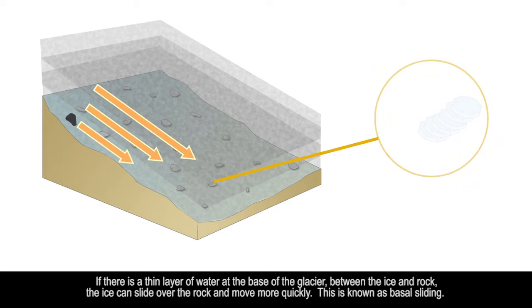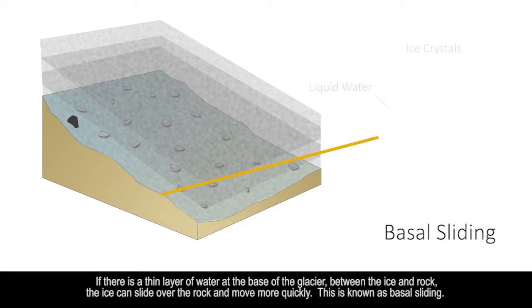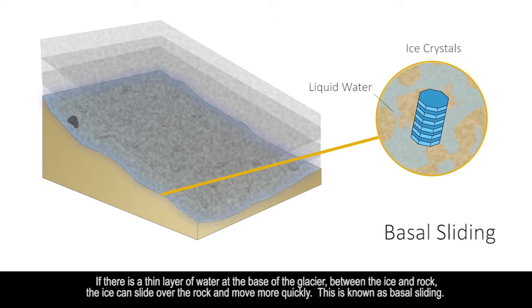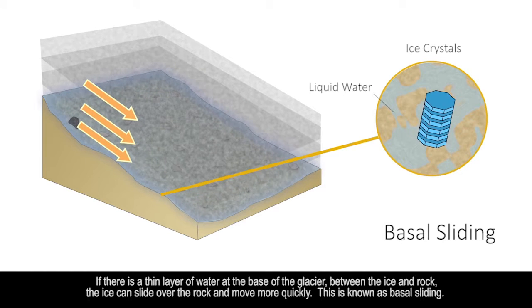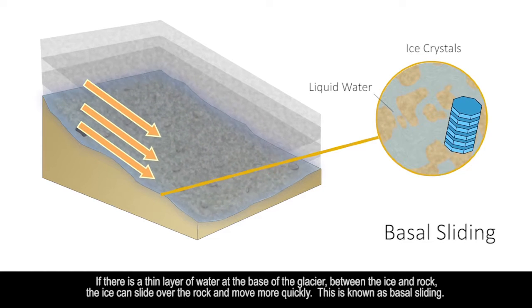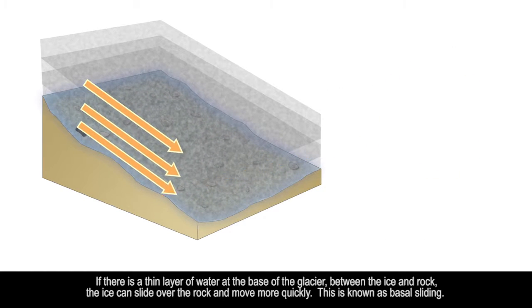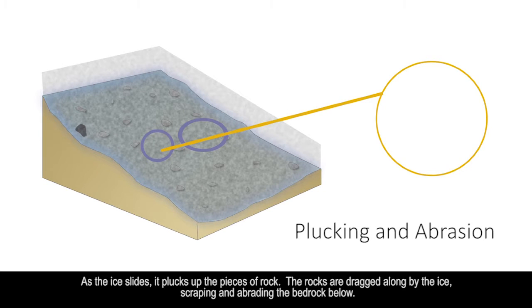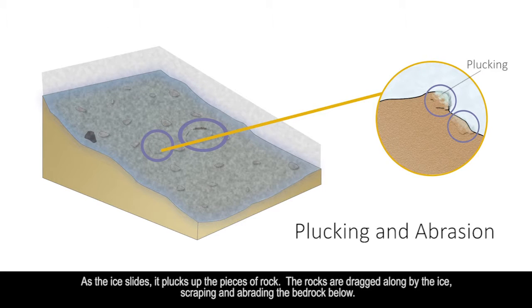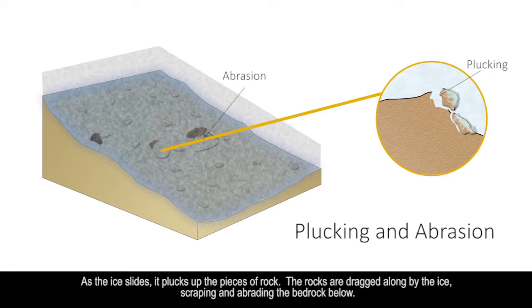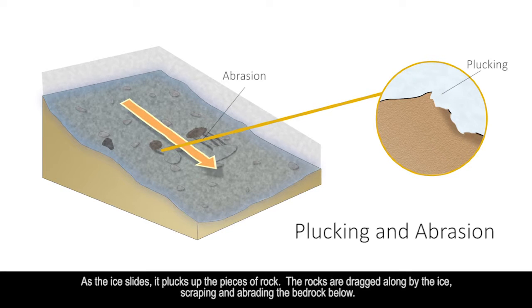If there is a thin layer of water at the base of the glacier between the ice and rock, the ice can slide over the rock and move more quickly. This is known as basal sliding. As the ice slides, it plucks up pieces of rock. The rocks are dragged along by the ice, scraping and abrading the bedrock below.